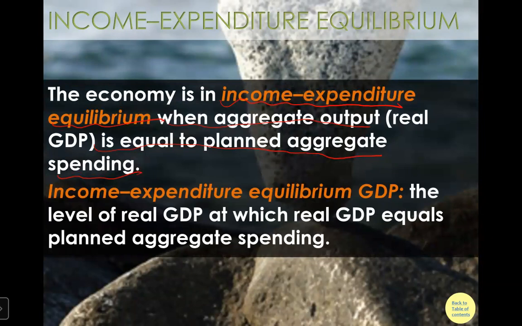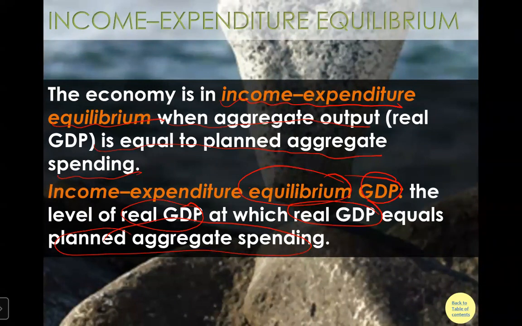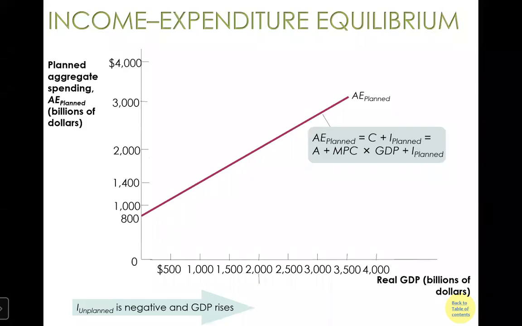And also we define this equilibrium GDP, which is the level of real GDP at that particular equilibrium. And in that particular equilibrium, real GDP will equal planned aggregate spending, right? So now we can look at the graph to understand what happened.